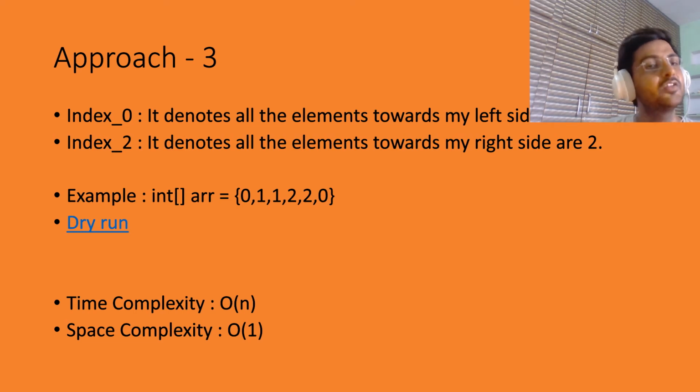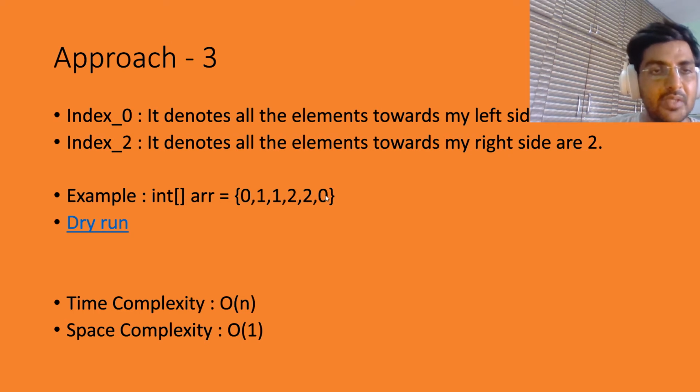Index 2 will make sure all the elements towards my right side are 2 only, and all the elements in between will always be 1. Let us understand this with the help of an example. So let's say we have this array: 0, 1, 1, 2, 2, 0.